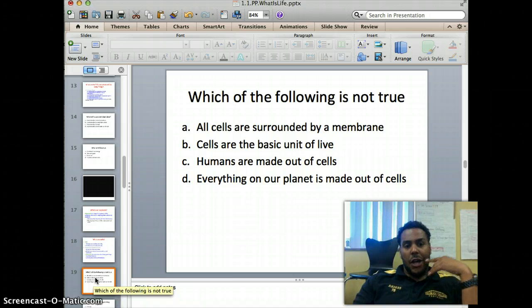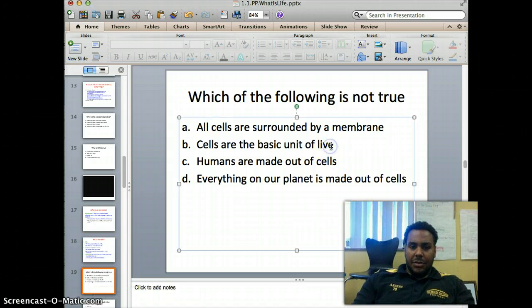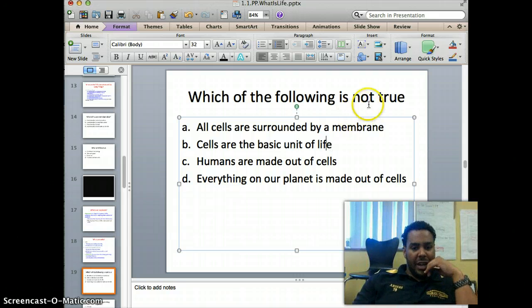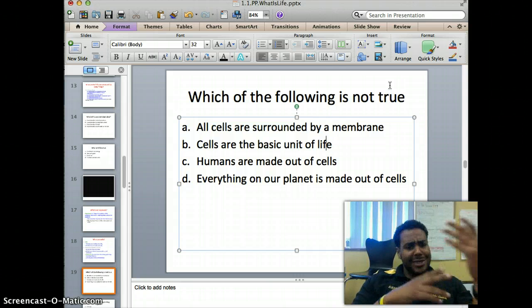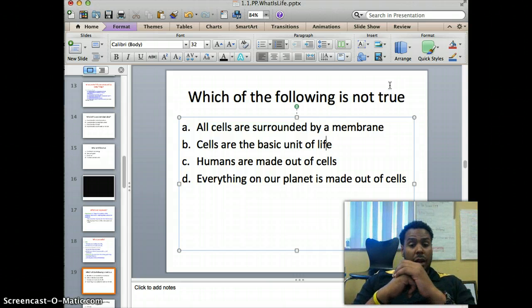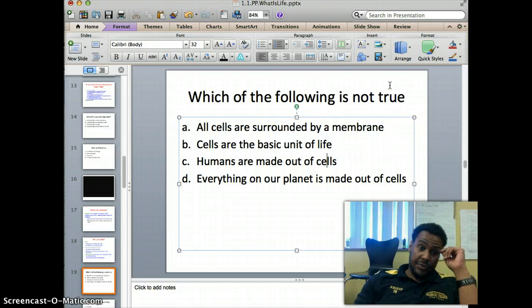Alright, some questions. Which of the following is not true? A, all cells are surrounded by a membrane. B, cells are the basic unit of life. Humans are made out of cells, and everything on our planet is made out of cells. We know humans are made out of cells. We know cells are the basic unit of life. We know all cells are surrounded by a membrane, but everything on the planet is not made out of cells. Plastic, not made out of cells. Rocks, not made out of cells. Metal, not made out of cells. Only things that are living on planet Earth are made out of cells.